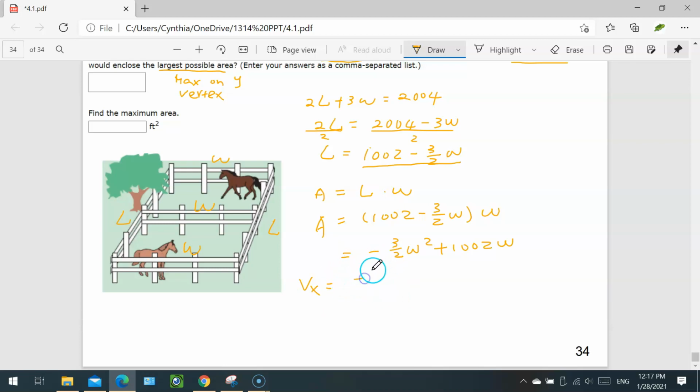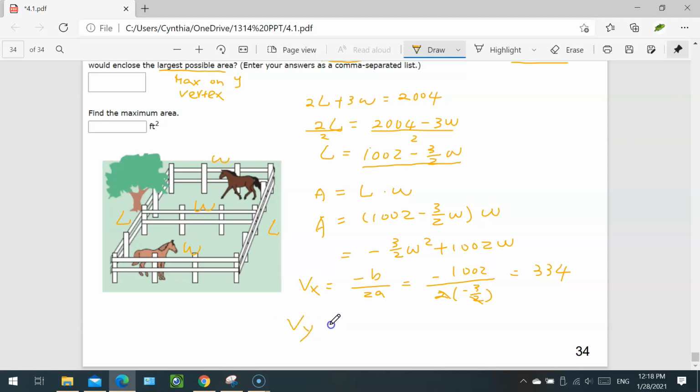So the vertex point on the x-axis is negative b over 2a. Now the b is 1002. A is negative 3/2. So when I process this number, negative divided by negative, it gives me 334. So this would be the largest. This is your vertex point on the x-axis. Alright, we haven't found the y yet.